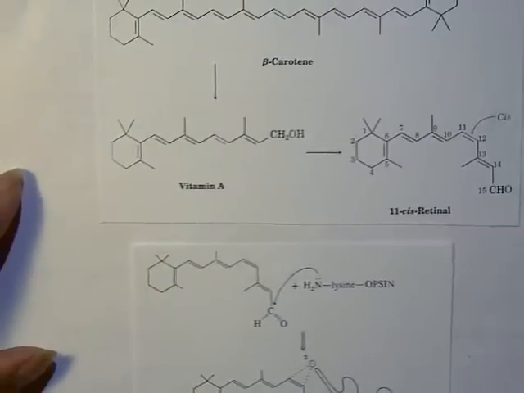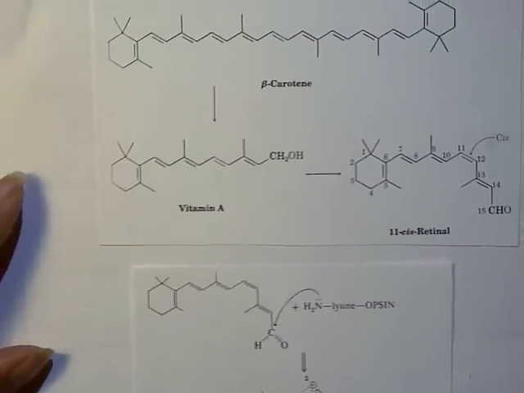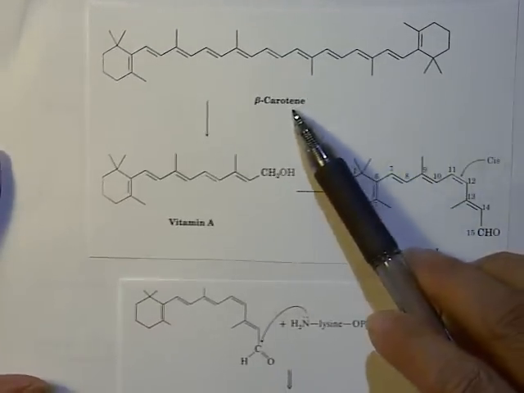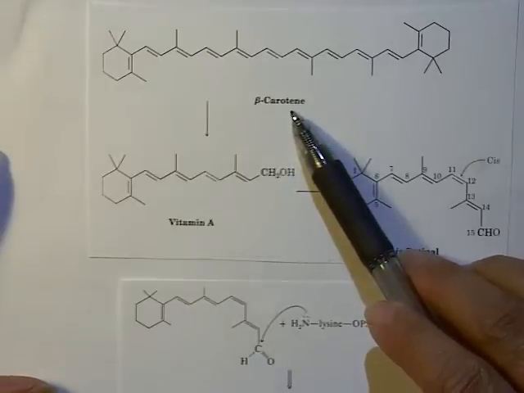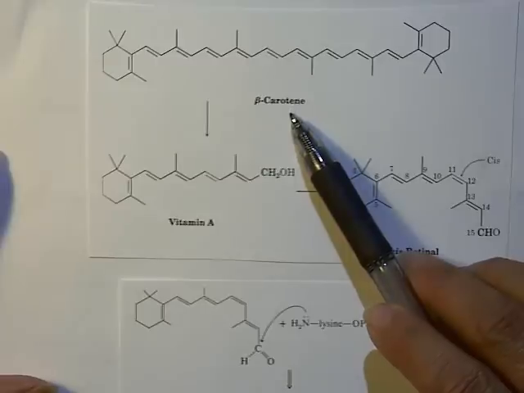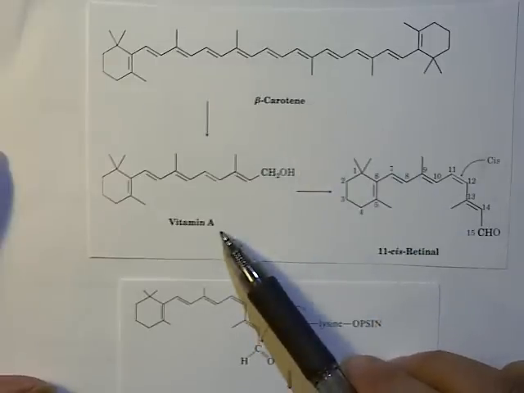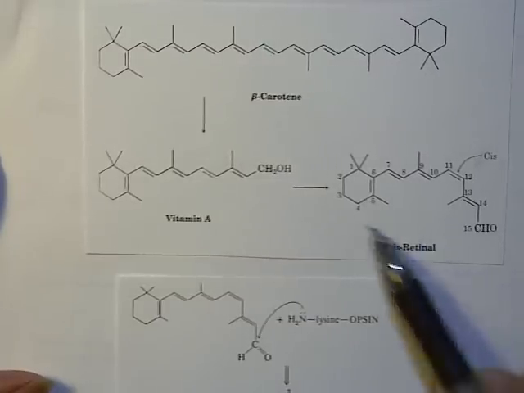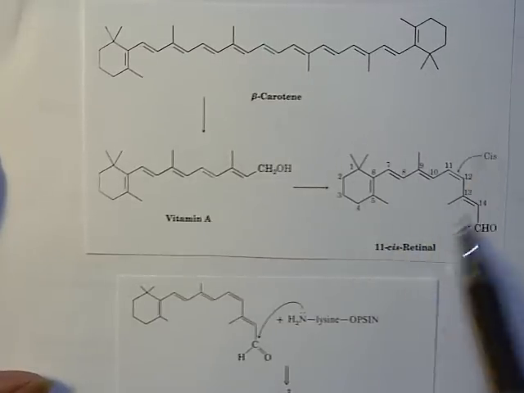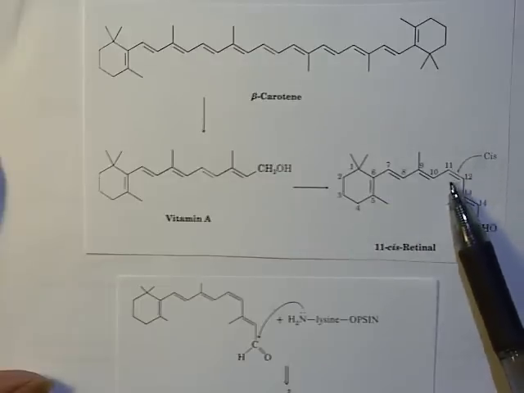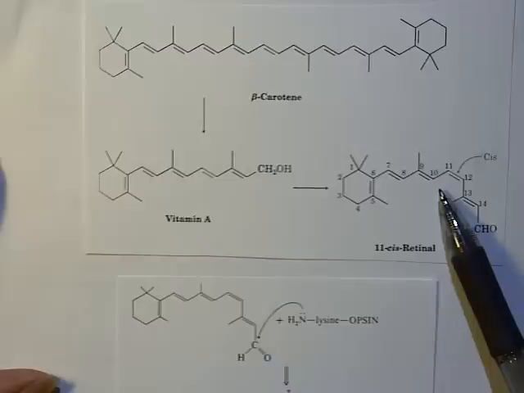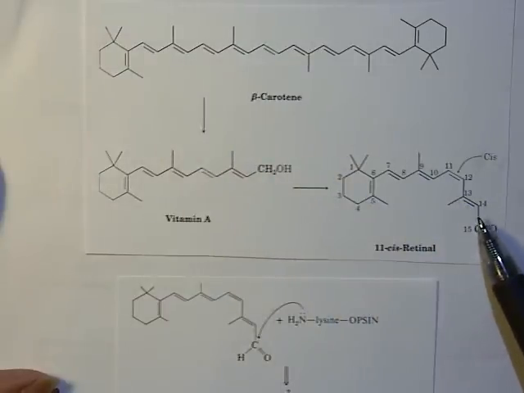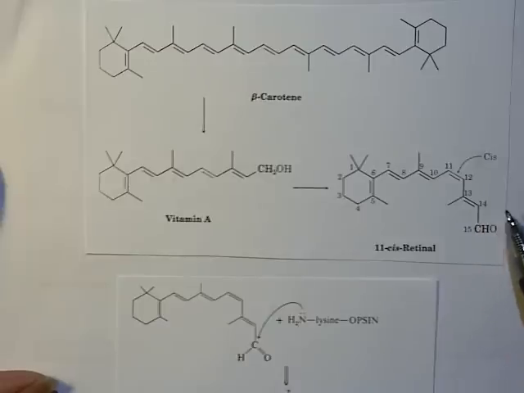Your mom always says to eat carrots, and the reason for that is it's got tons of beta carotene, which is in your body broken up into vitamin A, which is also converted to 11-cis retinal. So this is what is used in your body for you to see. This process, beta carotene to 11-cis retinal, happens in the liver.